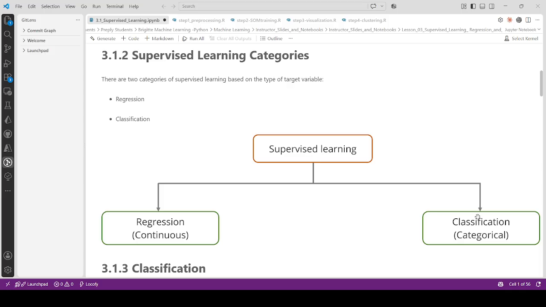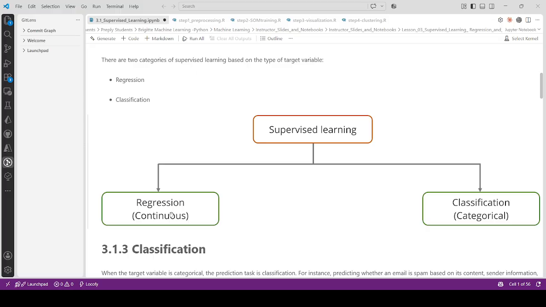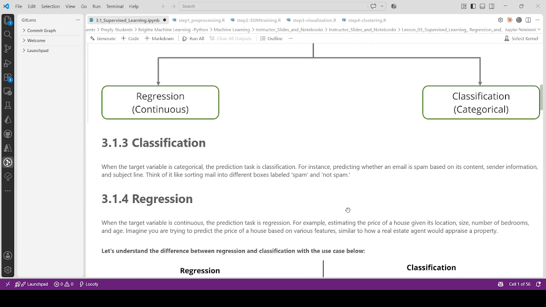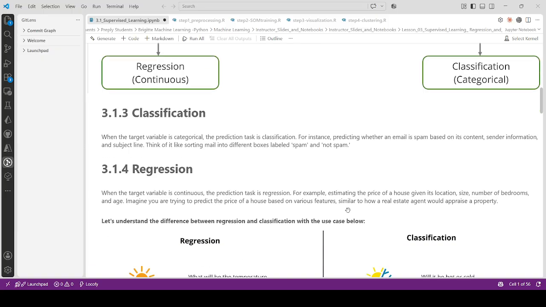So there are two categories of supervised learning. One is regression and the other is classification. Basically, this is based on the type of target variable, like whether the target variable has real values or not. So when we talk about regression, the target variable will contain some continuous value. Whereas when we talk about classification, it is basically about some categories. Okay, it is able to categorize something.